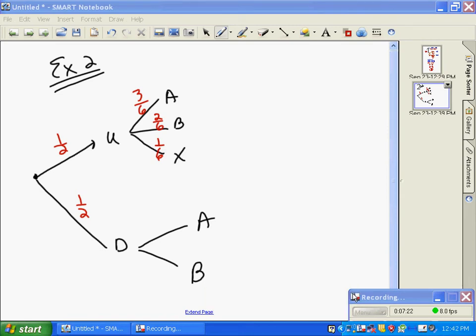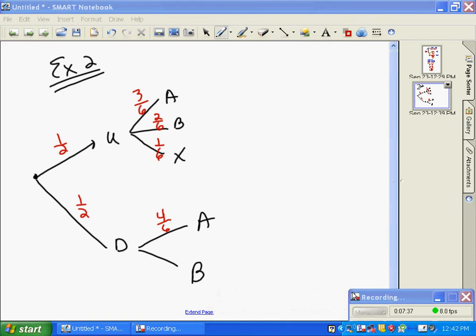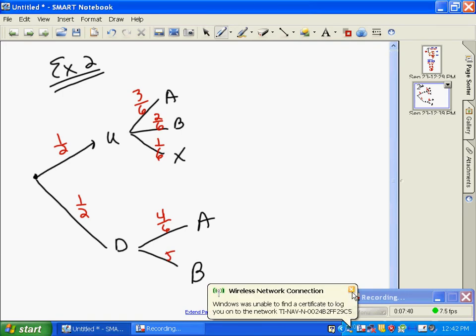If they are downtown, they will see A with a 1, 2, 3, or 4. So if you roll your die and get a 1, 2, 3, or 4, you're going to go see movie A, so that would be 4 out of 6 for that probability. And you're going to go see B if a 5 or a 6 shows up. Whoops, I said 5 and wrote 5. So that's going to be 2 out of 6 for that one.